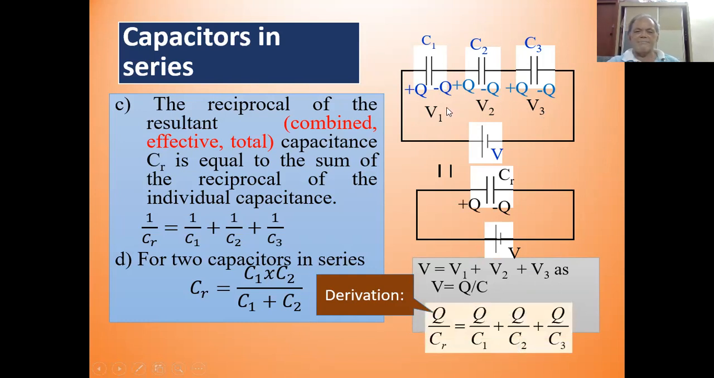So for each of them, it's just charge divided by C. For this one, it's charge divided by C1, charge divided by C2, charge divided by C3. Then we just cancel our Q, all become 1. Then we get this formula. Okay, very straightforward. Happy with that?